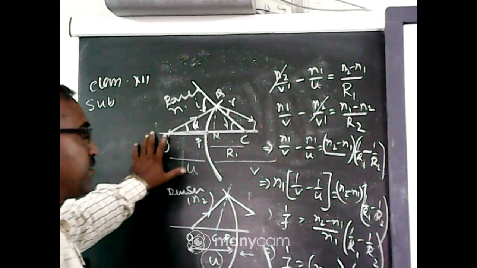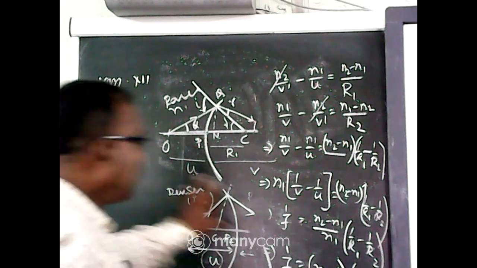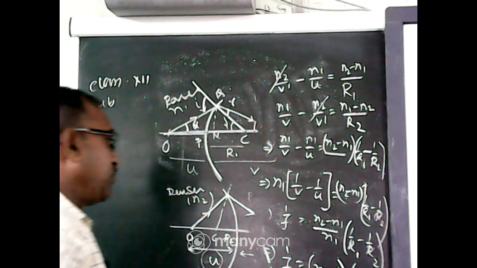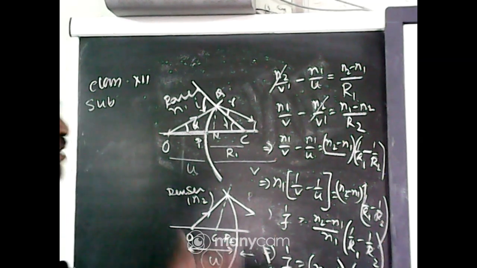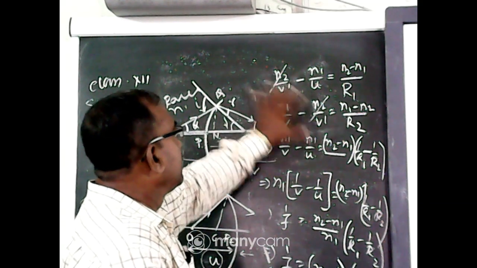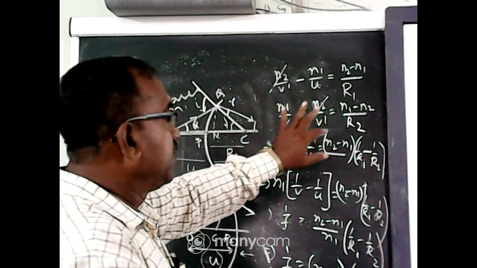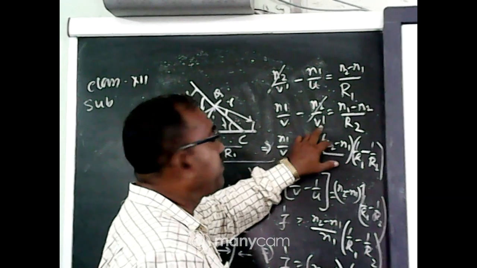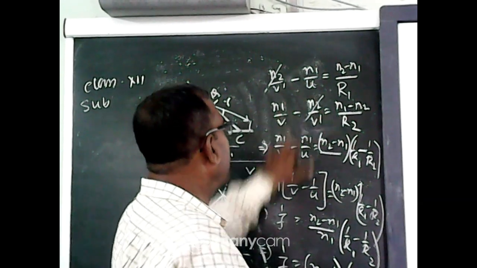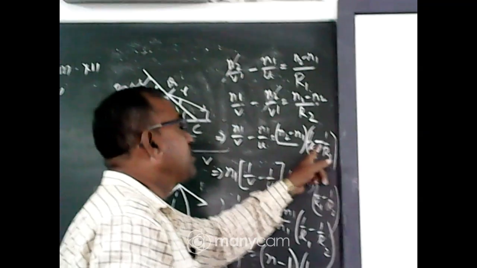You draw the first diagram and prove it. Then you draw the second diagram and prove it. Lastly, you draw the lens diagram and combine it. When you combine it, the N2 by V dash and N2 by V dash cancel each other, you remember it. The rest of the part will be this, and N2 minus N1 is common. Here you see N1 minus N2, so it will be minus common, so it will be minus 1 by R1 minus 1 by R2.